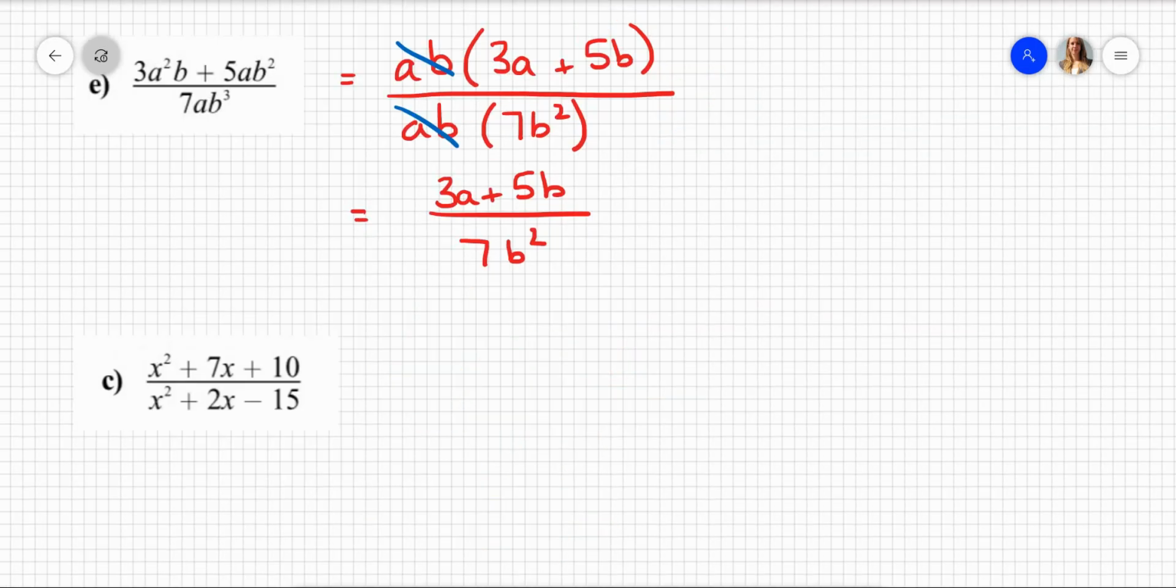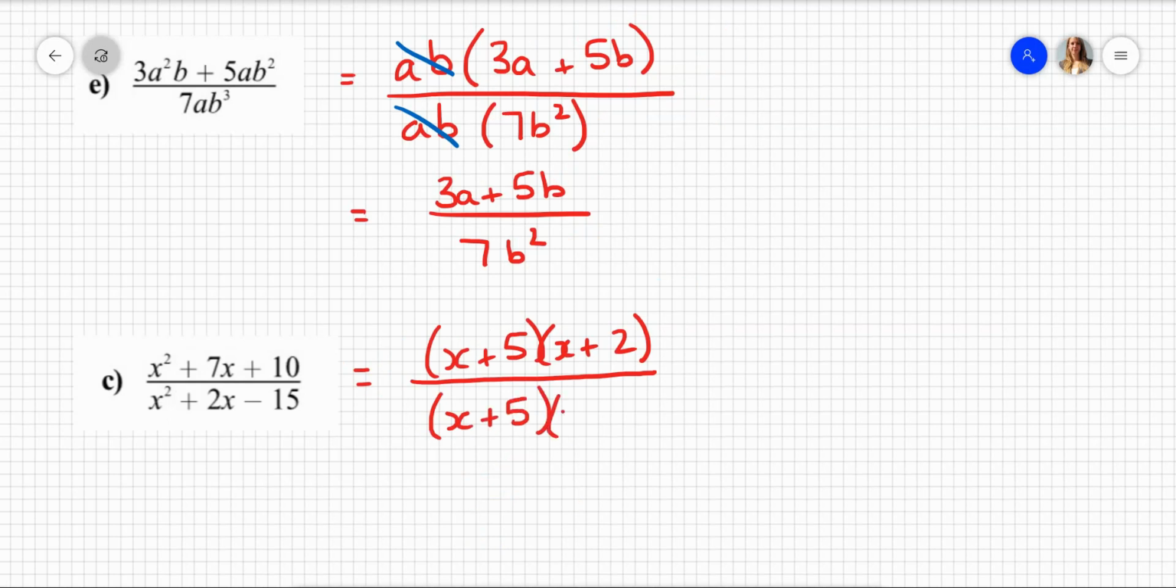Next one, for 4C, we need to factorise the numerator and the denominator. So the top factorises into x plus 5 into x plus 2. The denominator is going to factorise into x plus 5 into x minus 3.